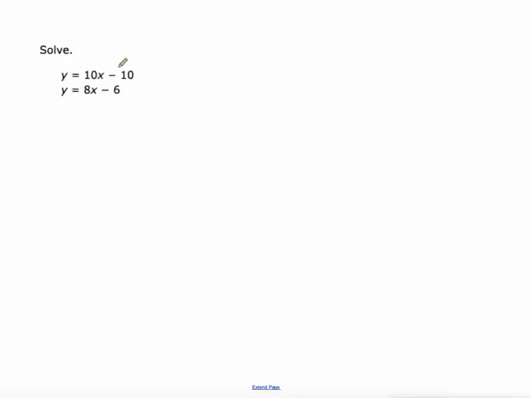Alright, next up, here's another one, and both equations in this linear system are in intercept form. So you could grab your graphing calculator and just graph them and look for where they intersect each other. I think that'd be a great way to do it. I'm going to do it algebraically here, and since y equals 10x minus 10 and y also equals 8x minus 6, I'm going to use the substitution method.